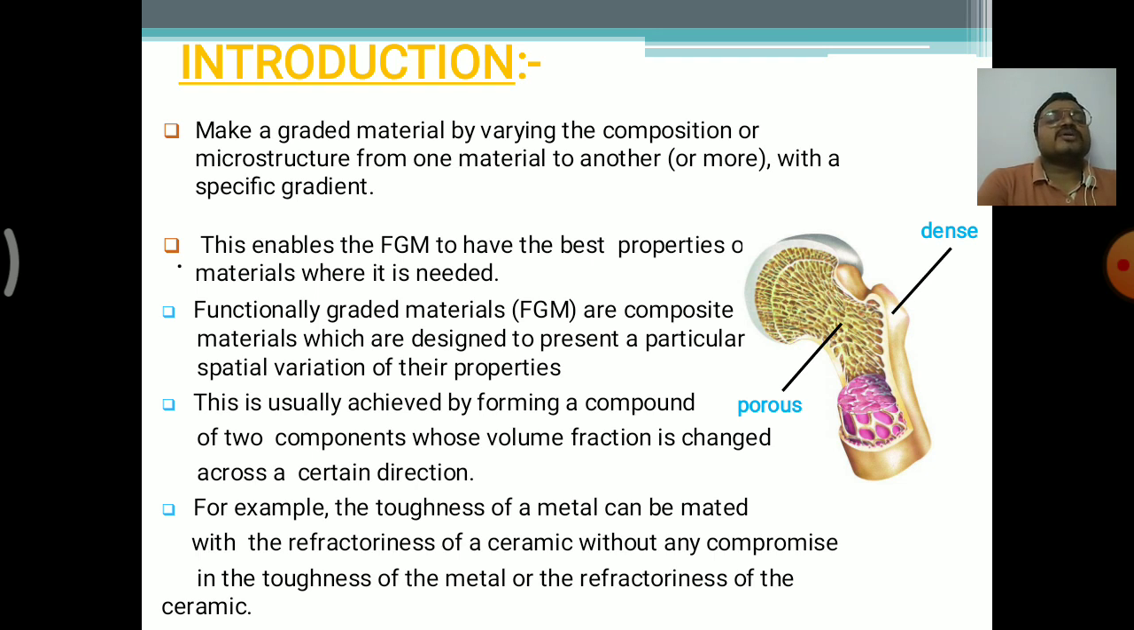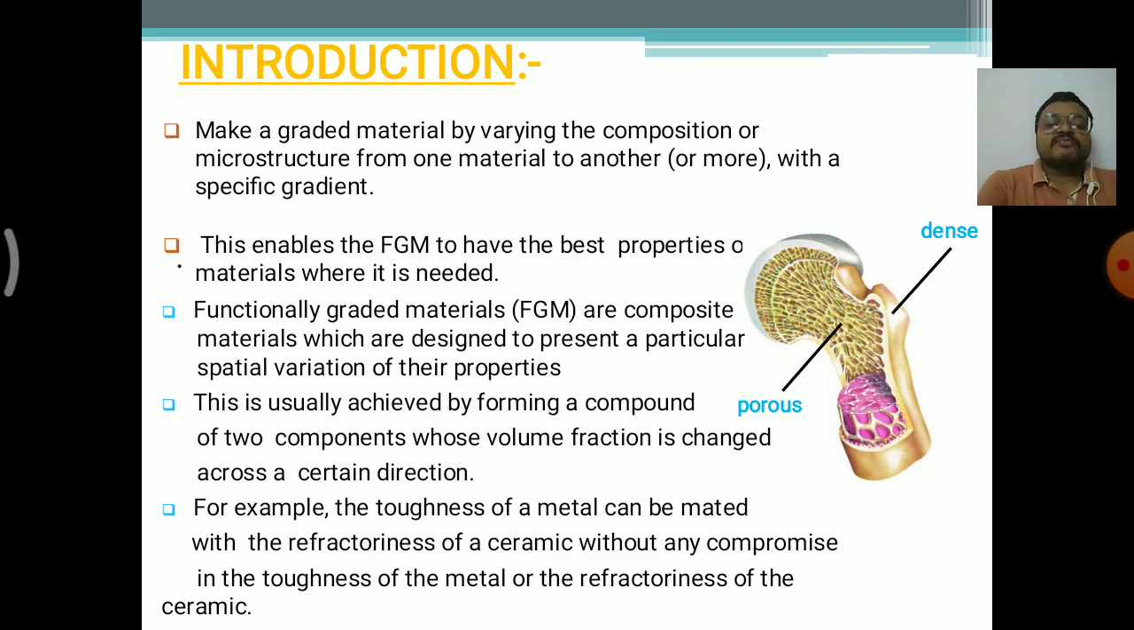So these FGMs are composite materials which are designed to present a particular variation of their properties. We use them to define a particular property, which may be tensile strength or compressive strength or hardness or specific strength. There are different types of properties in a material. So we use FGM to define a variation in the properties, and this is achieved by forming a compound of two components. Compound means mixing of two components whose volume fraction is changed across a certain direction, that is x direction, y direction or z direction.